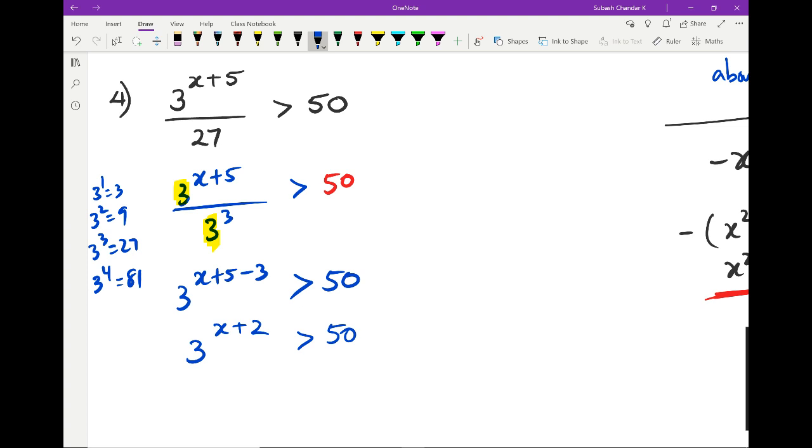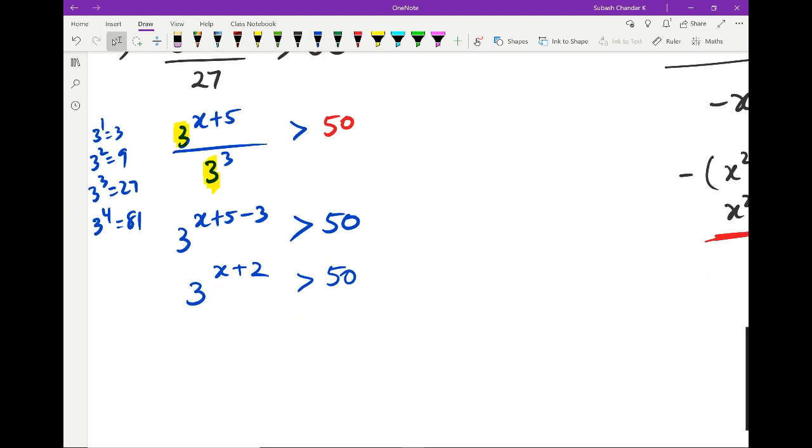Okay, sweet. So now I just have to figure out what number x could have, so that this number will be bigger than 50. That's one of the main reasons why I have this little table here. So I'm looking for an answer for x such that this is going to be true.